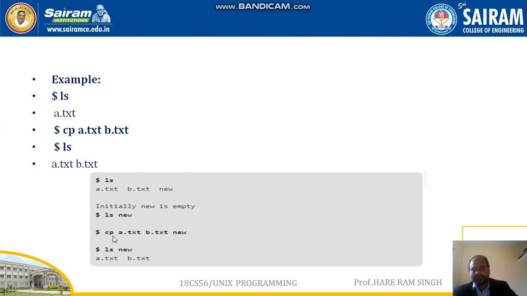Then cp a.txt b.txt new. If you want to check with ls new, the copies of a.txt and b.txt are put into new. Here you can see that new is empty. Once you execute this command cp a.txt b.txt new, both the files are created in the directory called new.